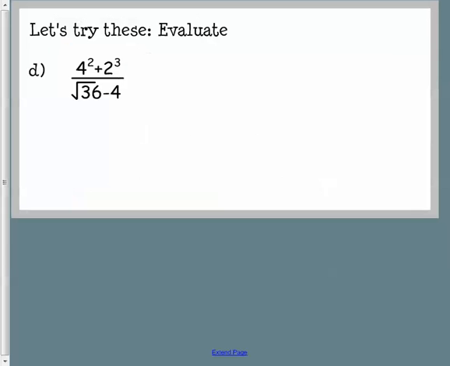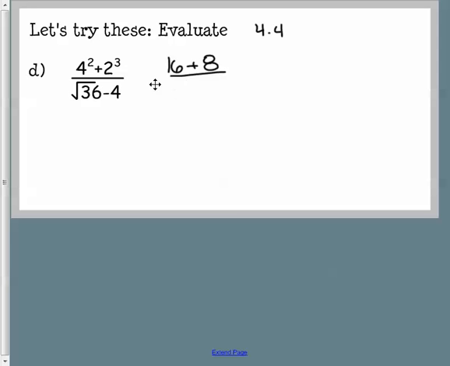What if we have one that has a root in it, like for example, a square root? Remember, exponents and square roots are sort of like opposites of one another. So when you have 4 squared, that's 16 because 4 times 4 is 16. 2 times itself 3 times is 2 cubed, which gives you 8.